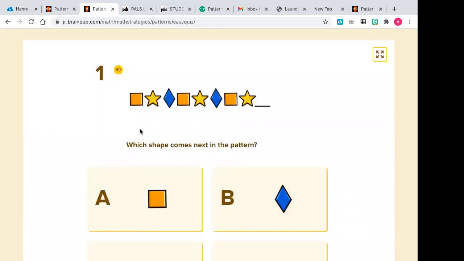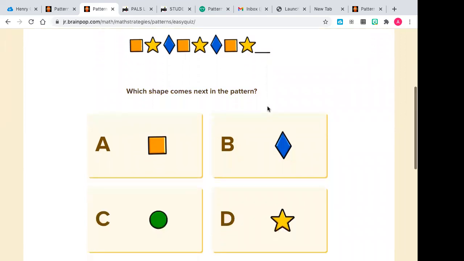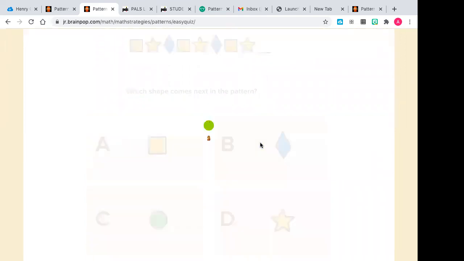Which shape comes next in the pattern? So we have a square, a star, a rhombus, a square, a star, a rhombus, a square, a star, then a rhombus. Good.